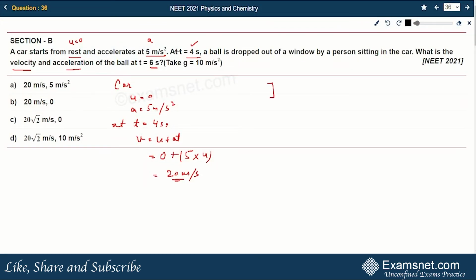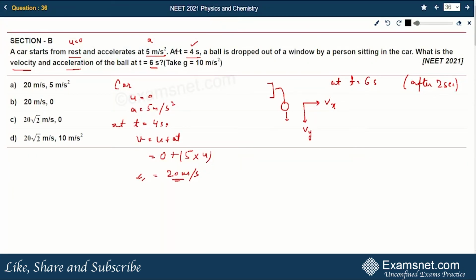Okay, so suppose this is a window. A ball has been dropped from the window after 2 seconds of this point, that means at t equals 6 seconds, or you can say after 2 seconds. So the ball will have two components of velocity here. The first one will be the horizontal component or Vx, and the second will be the vertical component or Vy.